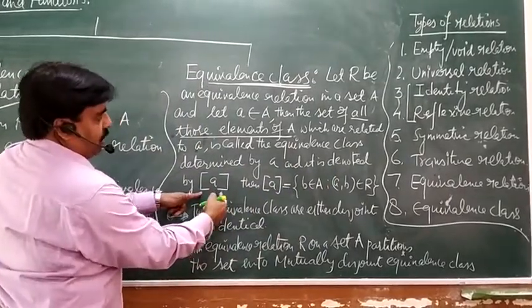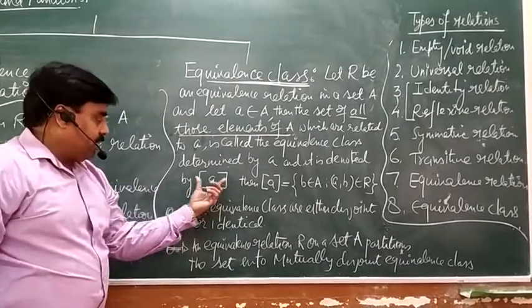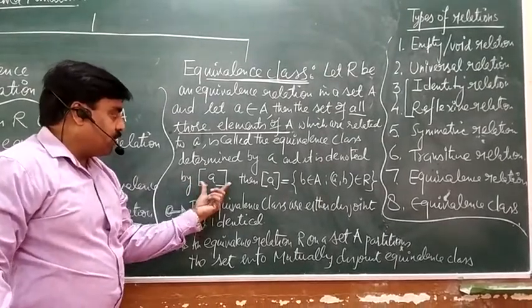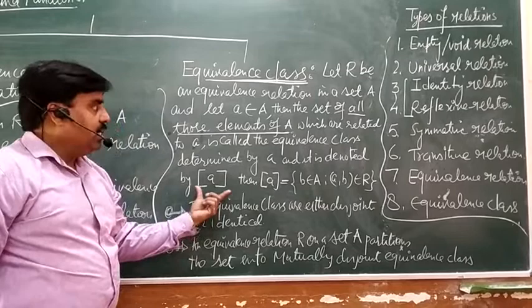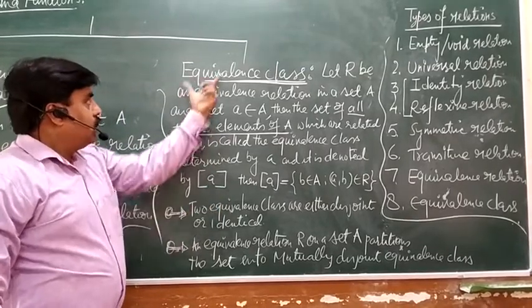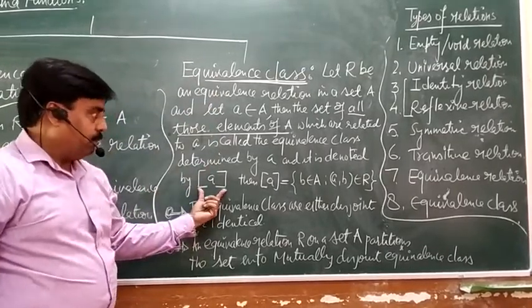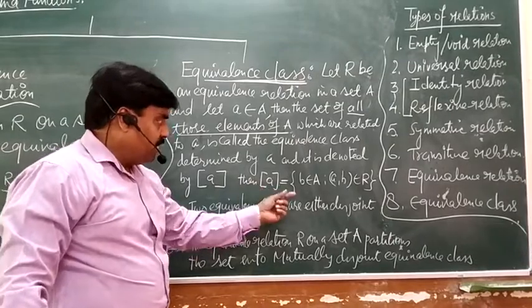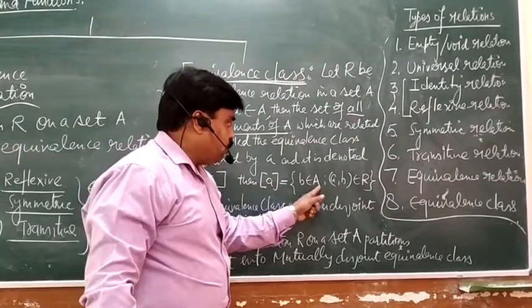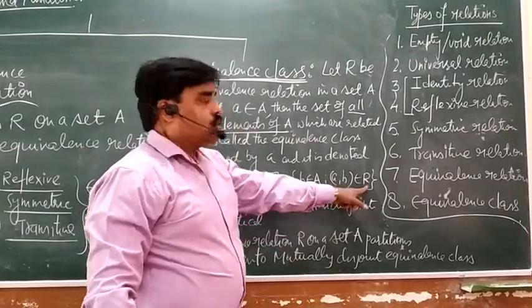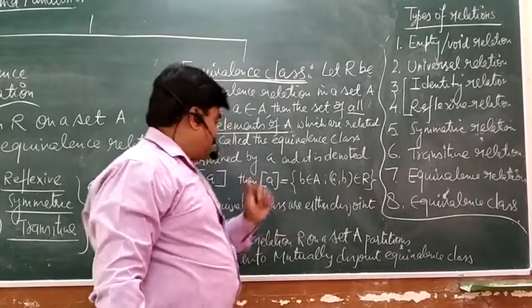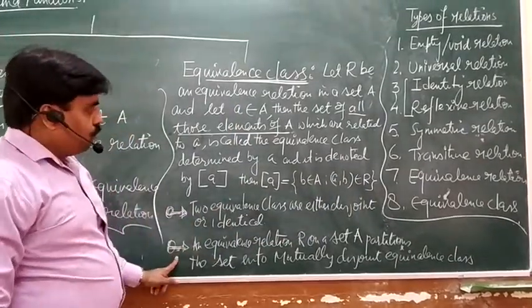This is the notation. Don't think this is a greatest integer function. This is not a greatest integer function. We can denote the equivalence class by this symbol. Then [a] is equal to the set of b belonging to A such that (a, b) belongs to R. And there are 2 points here.